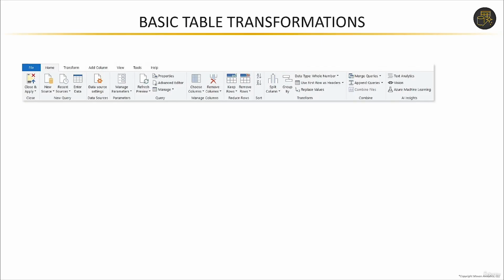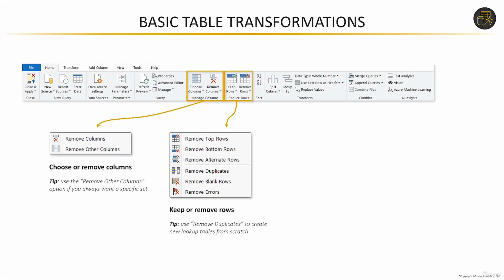Jumping right in, if you go to the query editor and look at the Home tab, you'll see all sorts of basic table transformation options. Let's talk through some of the most common and frequently used ones. First off, you can choose to keep or remove certain columns or rows from a table. And there are a few interesting options here.